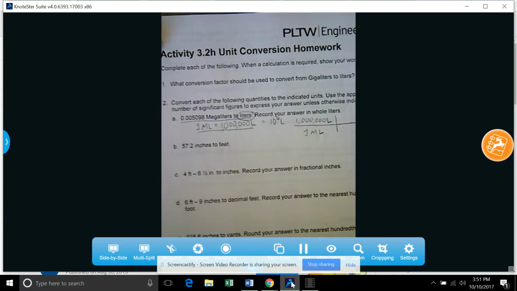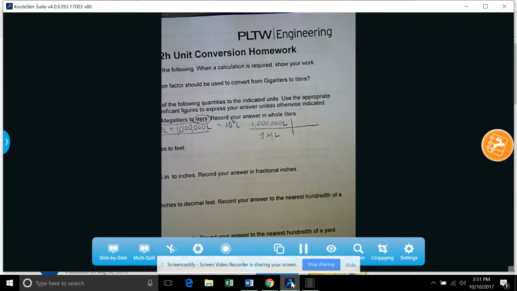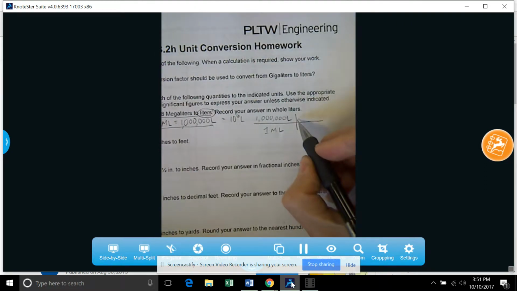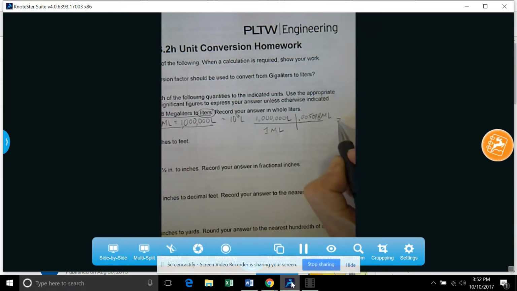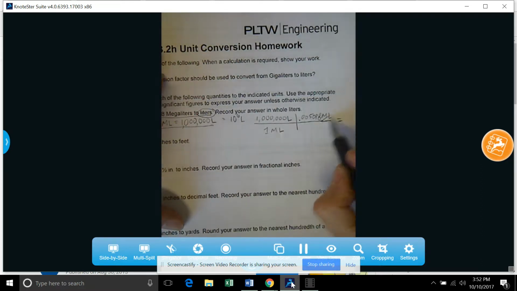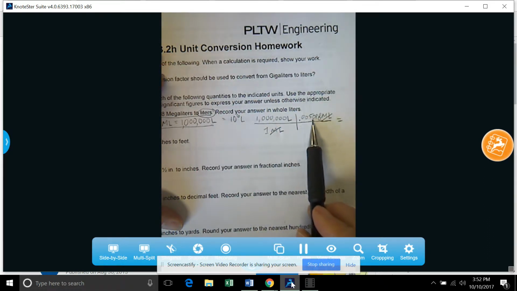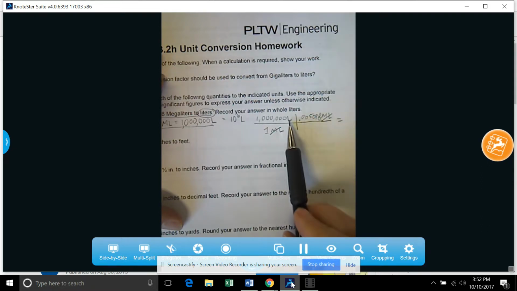I always suggest then that you leave the given piece of information to last. In this case, what was given? Well, they gave us the amount of megaliters. So I'm going to put that value over here, 0.005098 megaliters. Right? So let's look in terms of the unit conversion of the dimensional analysis. What cancels? I've got megaliter over megaliter. So when I do my math, which is simply going to be 1,000,000 times 0.005098, the answer is going to be in liters.